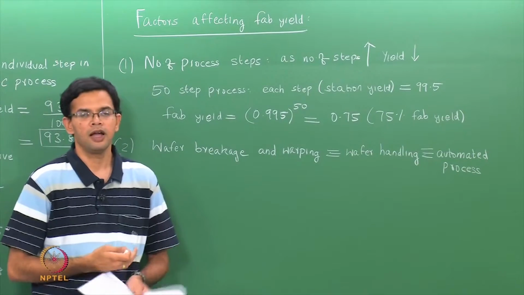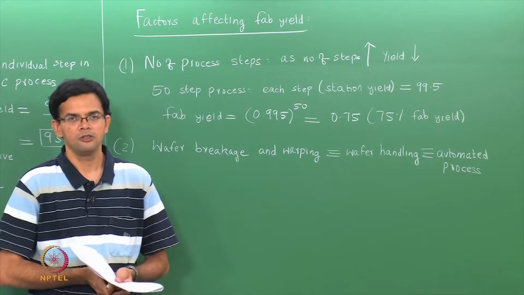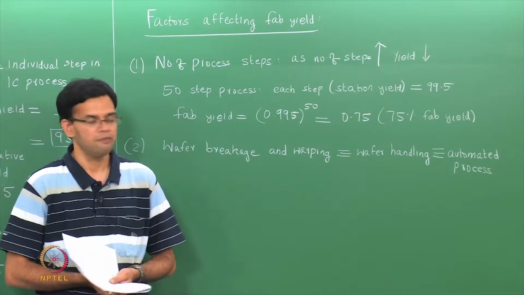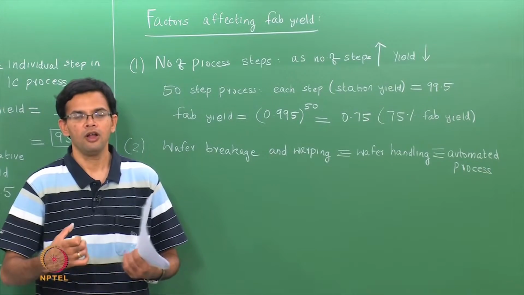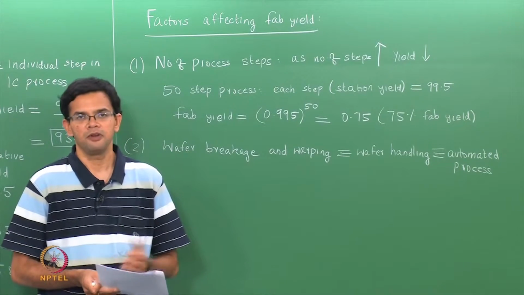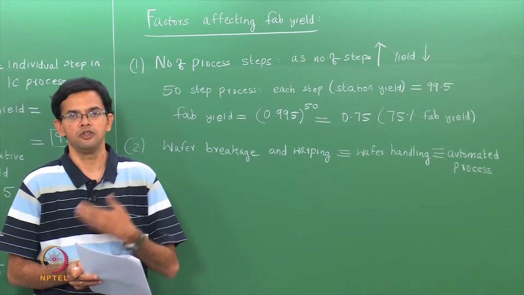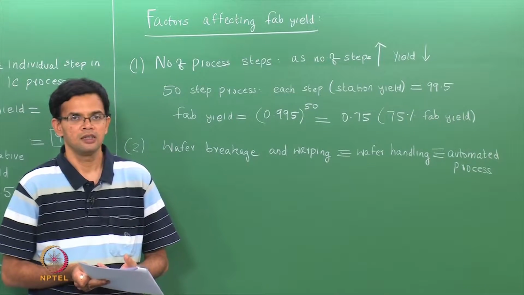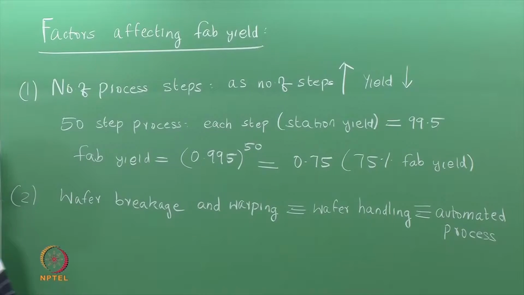Later we will look at how the wafers move in a fab, and we will also look briefly at the automation process in the fab, but the overall handling is automated in order to prevent wafer breakage. Because if you have wafer breakage, once again you will lose these wafers, the number of wafers that come out will be lowered, and this again will affect the fab yield.